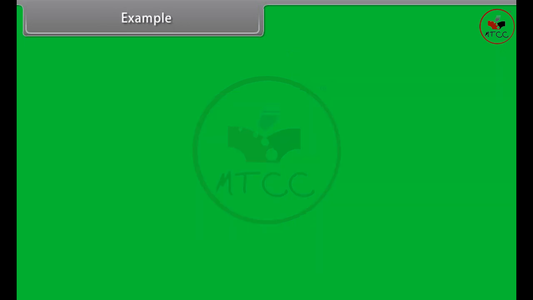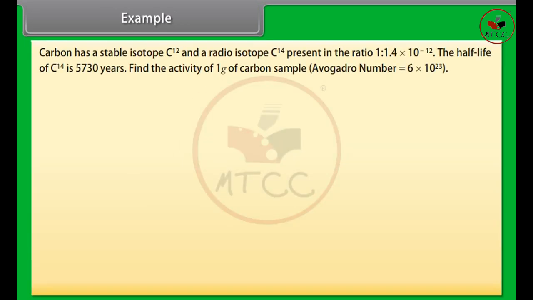Example: carbon has a stable isotope carbon-12 and a radioisotope carbon-14 present in the ratio 1 : 1.4 into 10 raised to the power minus 12. The half-life of carbon-14 is 5,730 years. Find the activity of 1 gram of carbon sample. Avogadro's number is equal to 6 into 10 raised to the power 23.